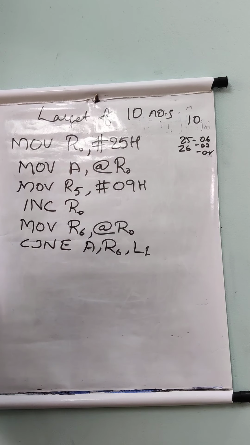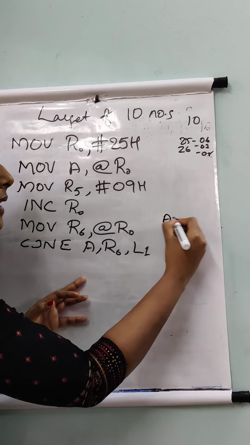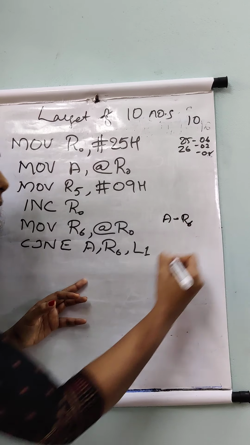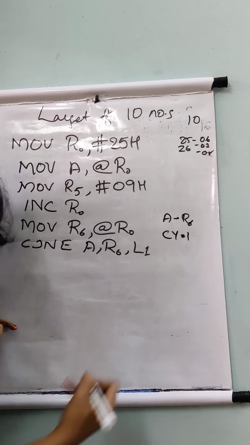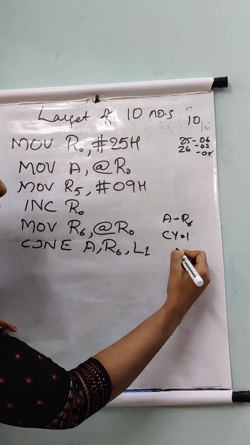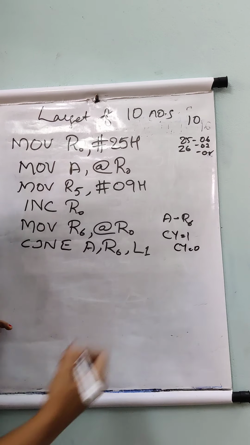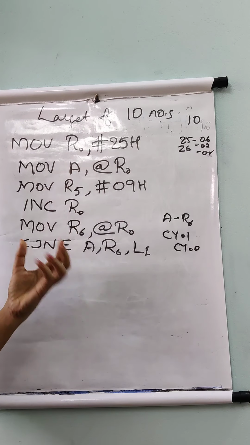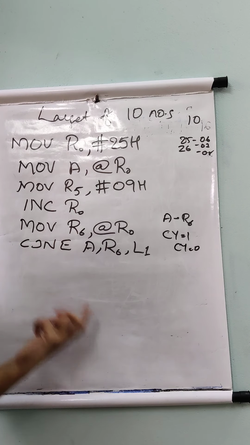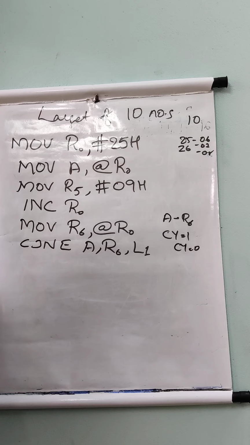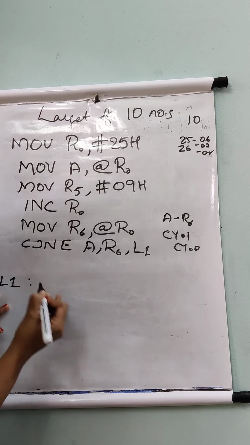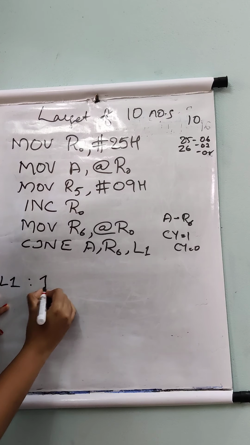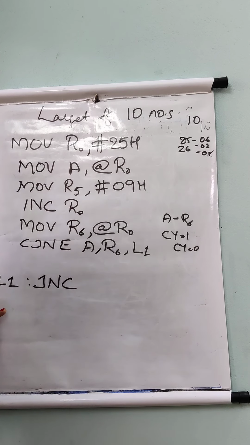So this is basically subtraction: A minus R6. If R6 is bigger, the carry flag will become 1, and if the accumulator is bigger, the carry flag will be 0. So the logic is that we will compare these two numbers and then check the carry bit. So the next step is, let's write L1, JNC, jump on no carry.